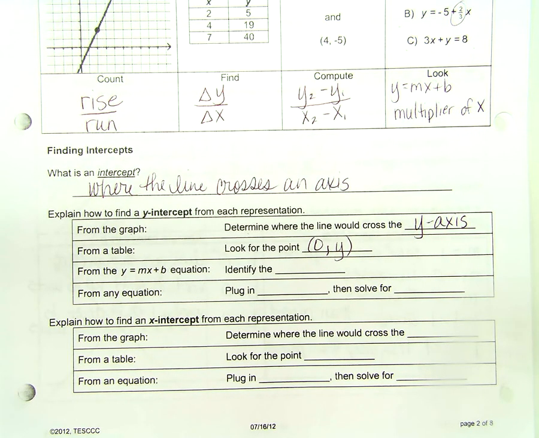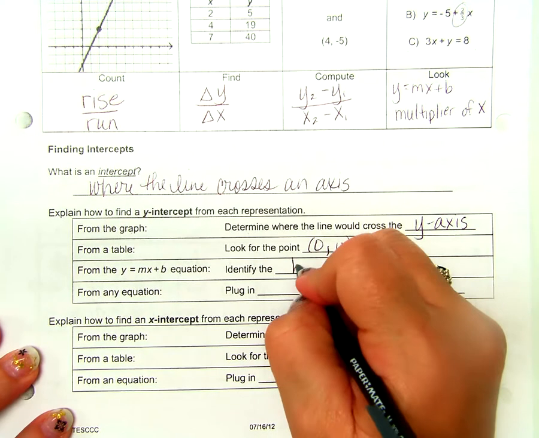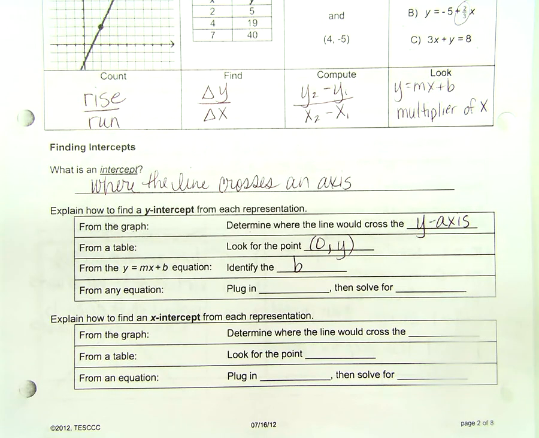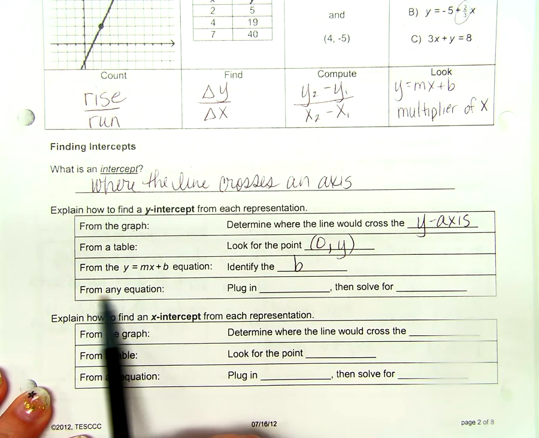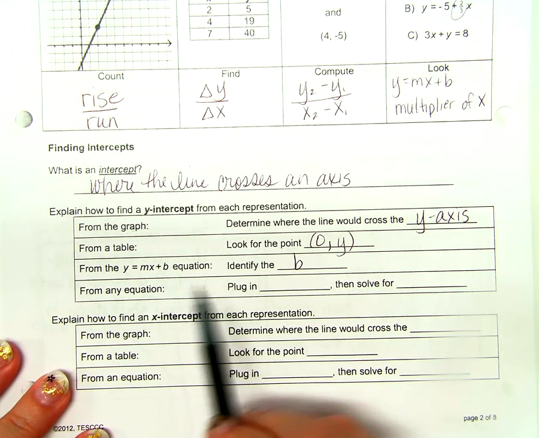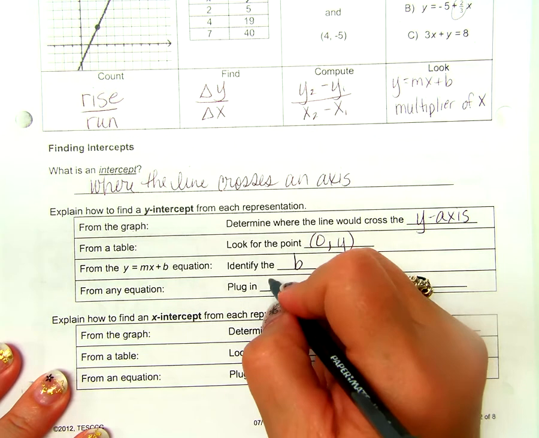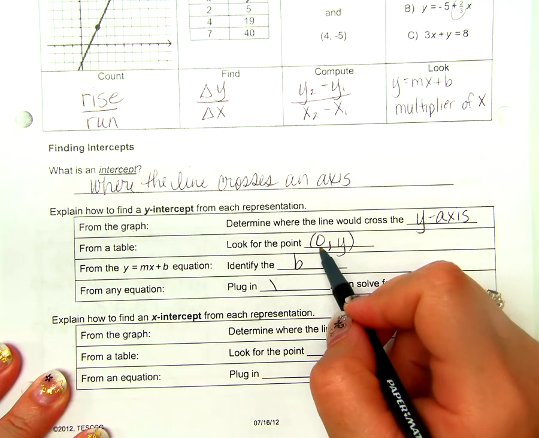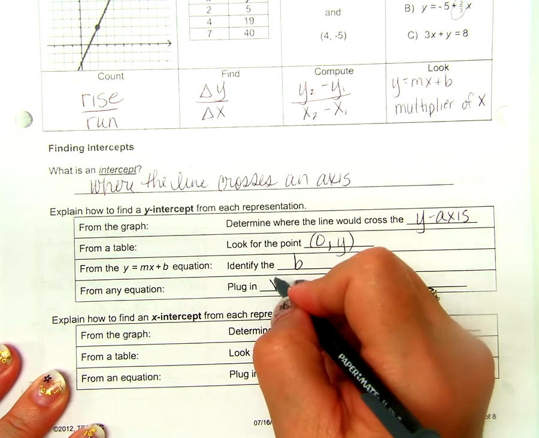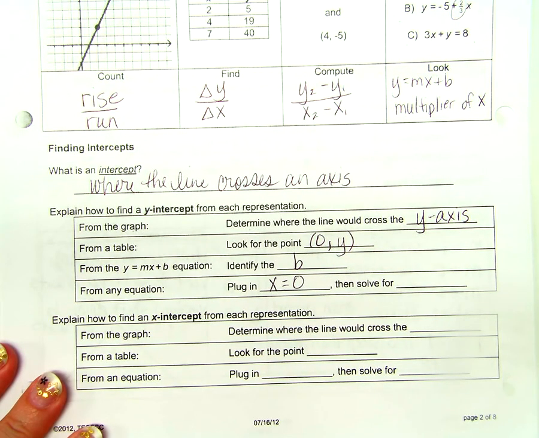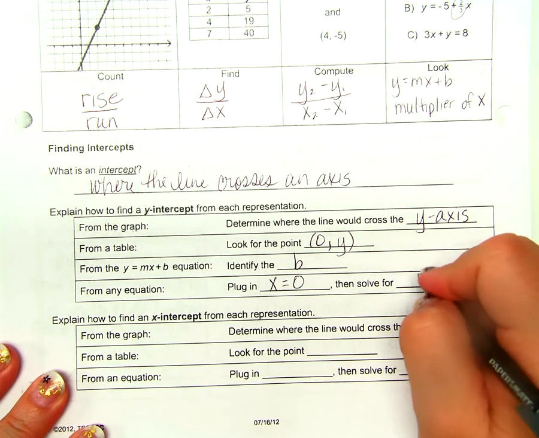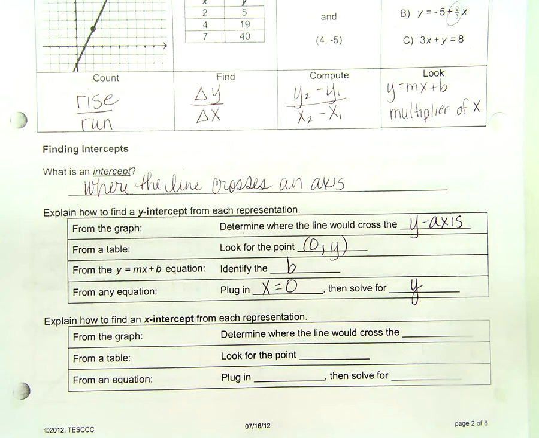Okay. What about if you have the equation y equals mx plus b? It's the b, right? Identify the b. Again, I'm not looking for names of girls in the hall. That's not nice. What about if it's not in slope-intercept form, but if it's any equation? What's true about this? X is 0, so could I plug in a 0 for x and then solve for y? Absolutely. Any questions?